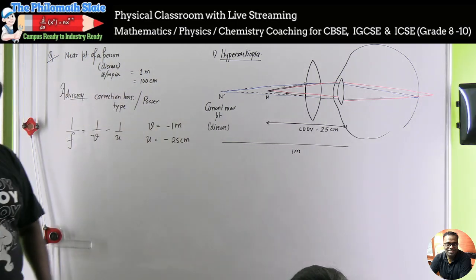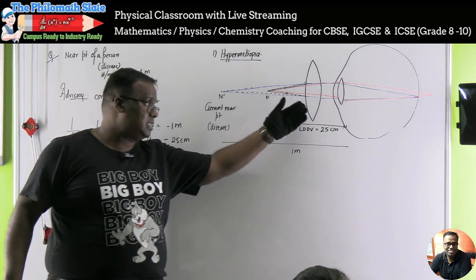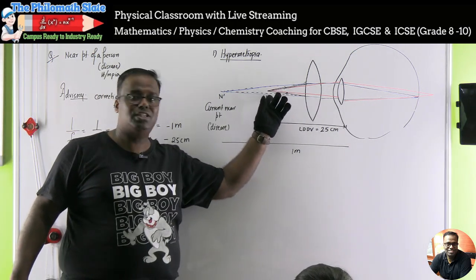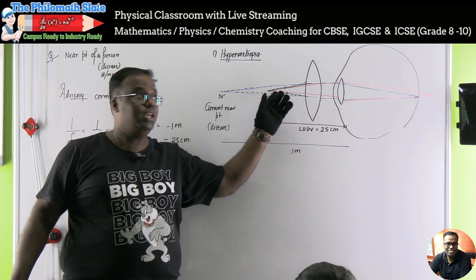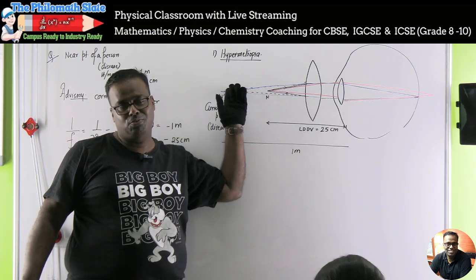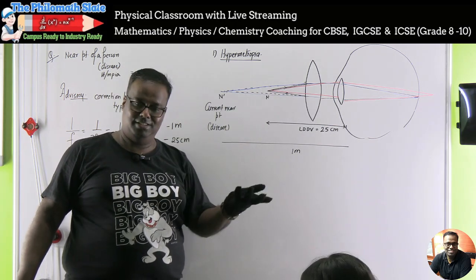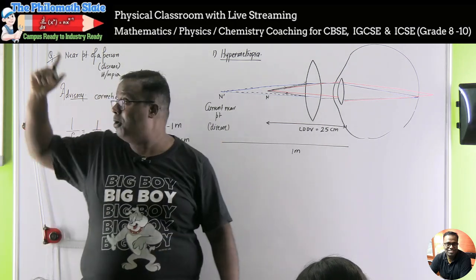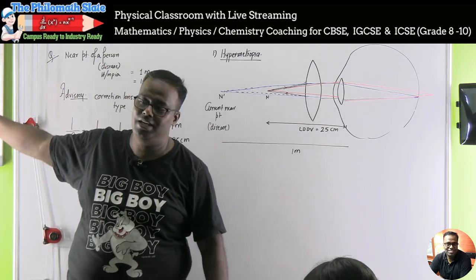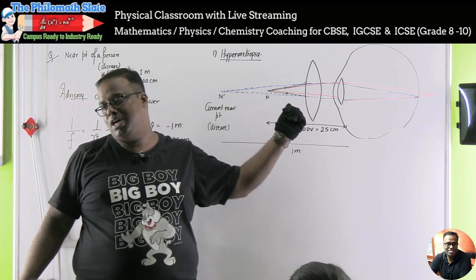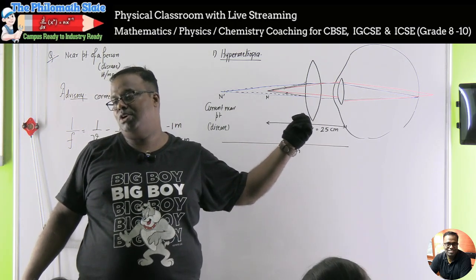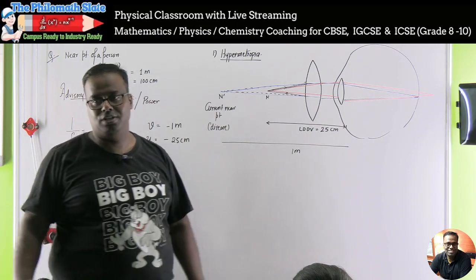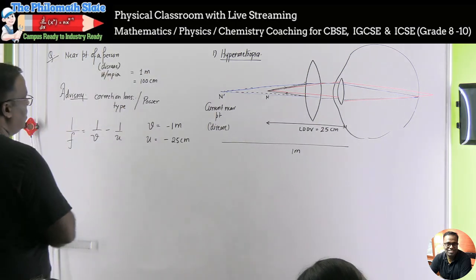Are we fine? Again सुनो, I can see an object placed at 25 centimeter if the image is formed at 1 meter. मायोपिया में जस्ट उल्टा था. I can see an object kept at infinity if the image is formed at whatever is the new far point. ठीक है ना? तो आइए इस प्रॉब्लम को करते हैं.